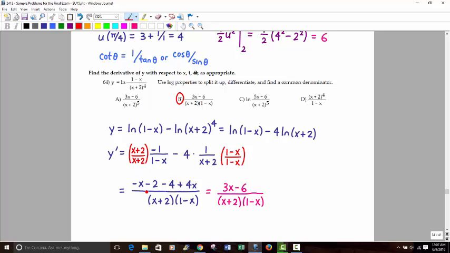So I merged those together, combined the numerator, and I got to be careful because this is a negative. So when you have negative times 4 minus 1 minus x, you'll have negative 4 plus 4x. So you combine all that mess, you'll get 3x minus 6, and x plus 2 over 1 minus x is the common denominator, and then it matches answer B perfectly.